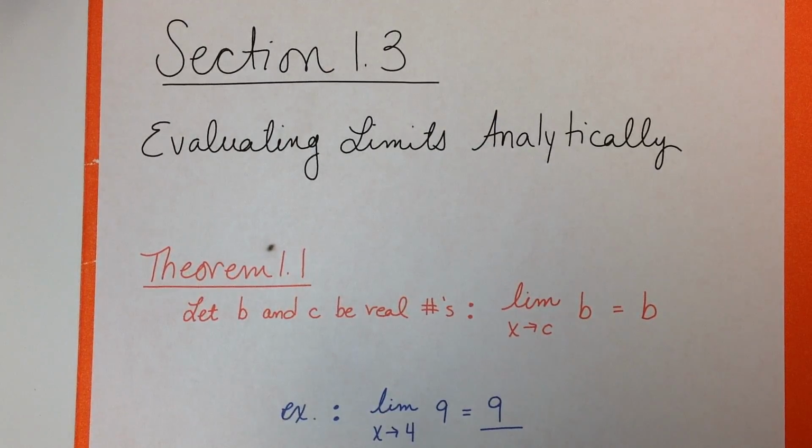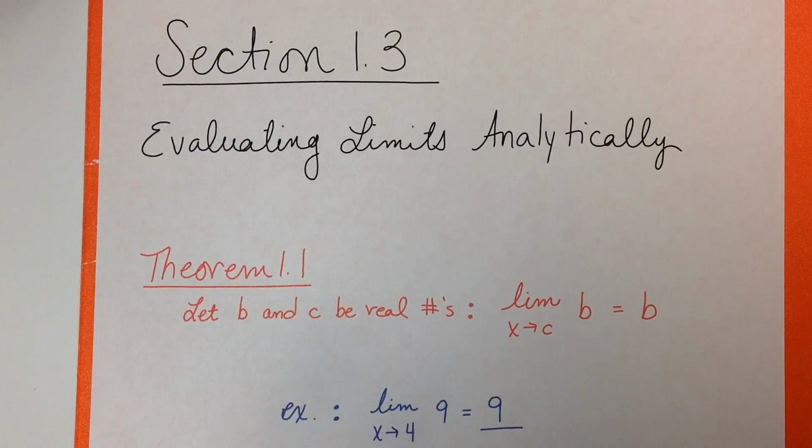Alright, section 1.3 is what we're going to be working on now. And we're still going to be dealing with limits, but like with the previous lesson, we had looked at finding limits numerically, like with the table, and then also graphically by looking at the graphs. So now we're going to go to that third way of finding limits, which I told you was analytically.